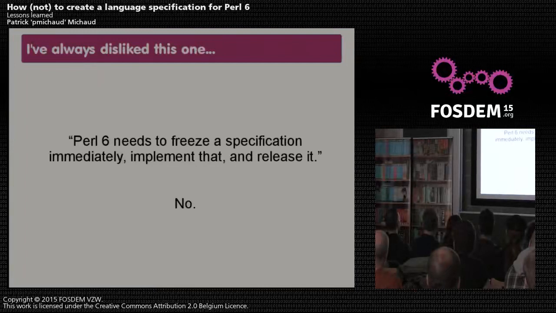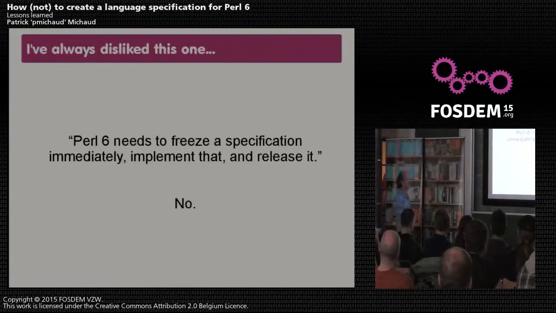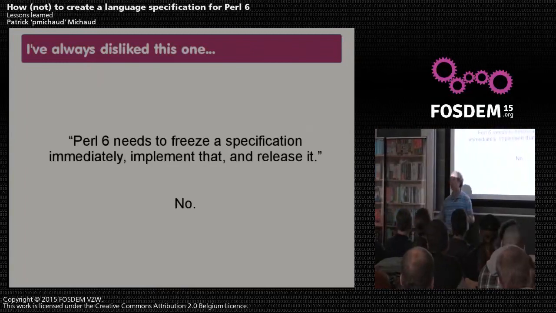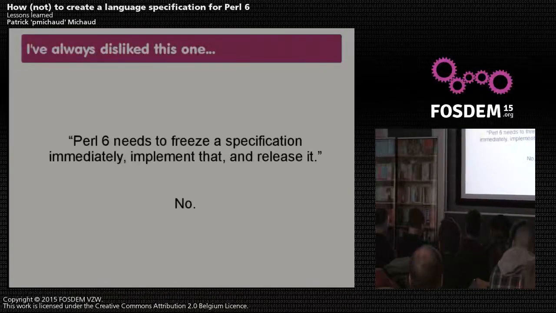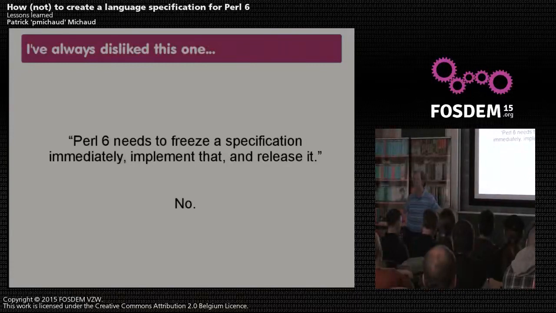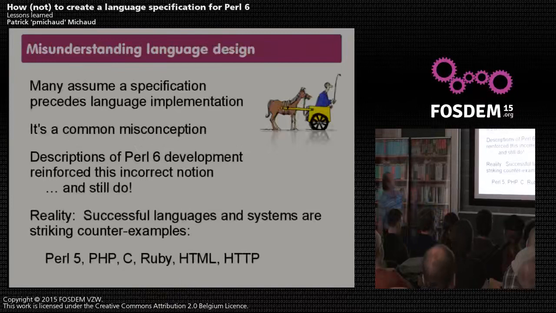But I cannot tell you how many times I've heard this in conversations about Perl 6, where very well-meaning people will say, the answer is to freeze a spec, implement it, release that, and then all of our problems will be solved. All of this, I think, comes down to the notion that we have supported, that we have encouraged in our own discussions, the idea that specification leads development. But that's not really what happens, right? Many people really assume that specification precedes implementation. And as I said, it's common. We reinforced it in our own discussions of Perl 6, in our own ways of saying how things would happen.